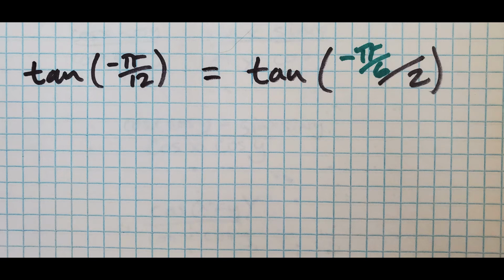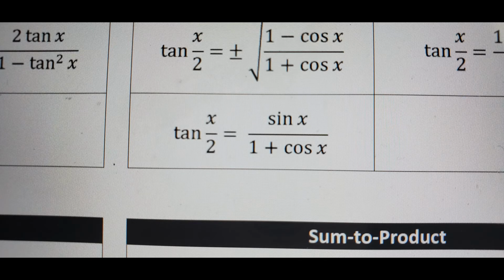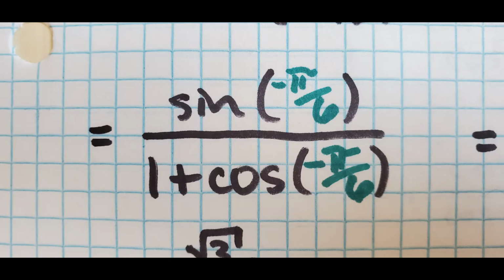We come down here, and I didn't like the first one because it has a radical. So I forget which one I used, either the one on the right or the one below the radical. Oh yeah, I used the one on the bottom. So I'm going to use sine of x over 1 plus cosine of x, and the x's are all going to get replaced with negative pi over 6. So I plug those in, and I'm going to look up negative pi over 6.